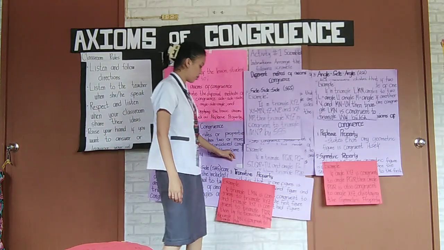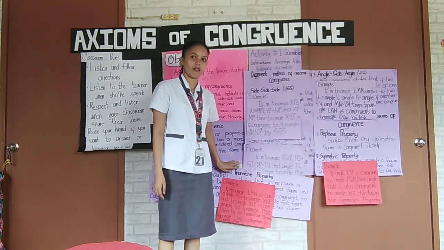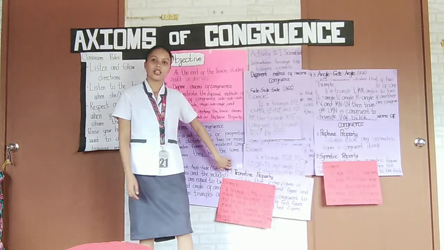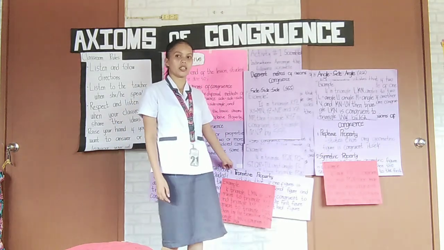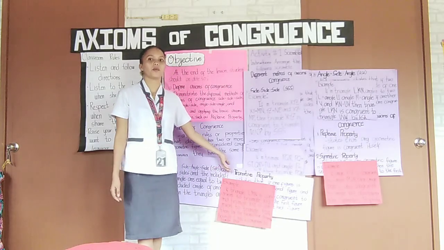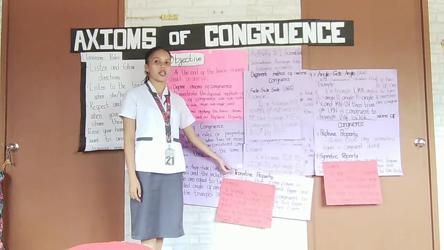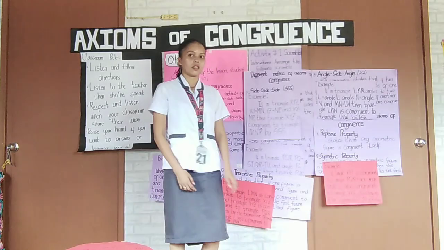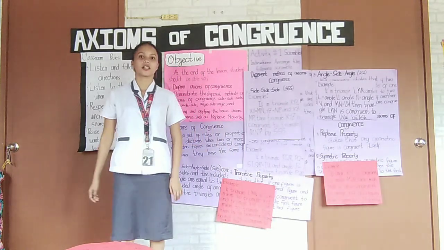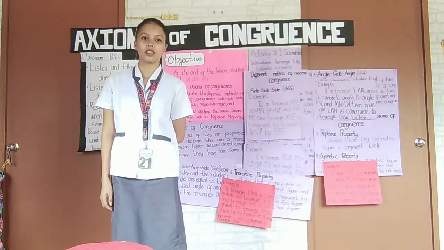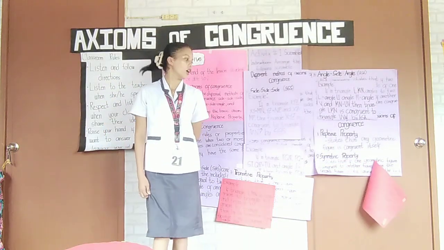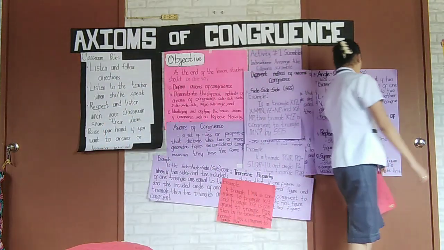So, it allows for establishing indirect congruence between figures by forming a chain of congruence. Do you understand our discussion? Any clarifications, questions? Okay.